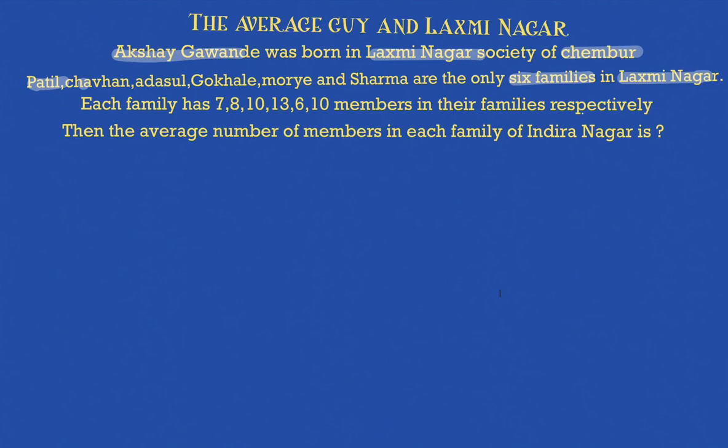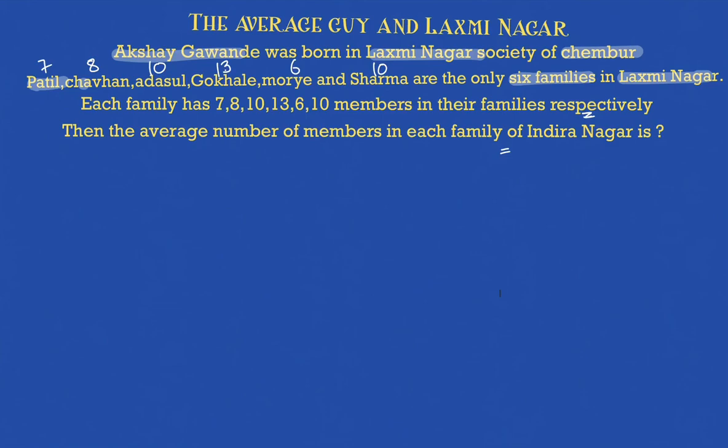Okay, what is the meaning of respectively? Which means Patil has 7, Chauhan has 8 members, Adasul has 10, Gokhale has 13, Morye has 6 and Sharma has 10 members. Okay, that's what is being given here. Then the question being asked to me is the average number of members in each family. So that's quite simple, right?